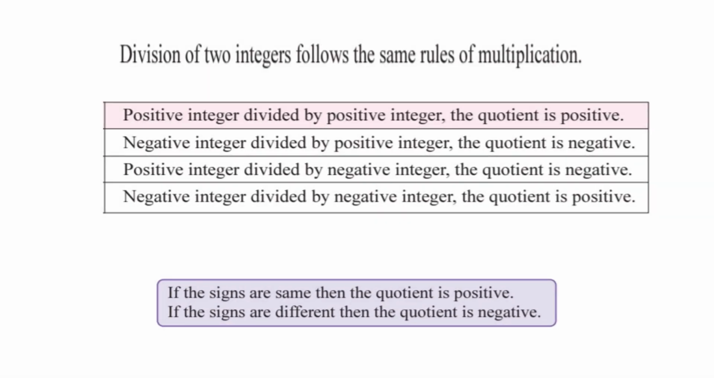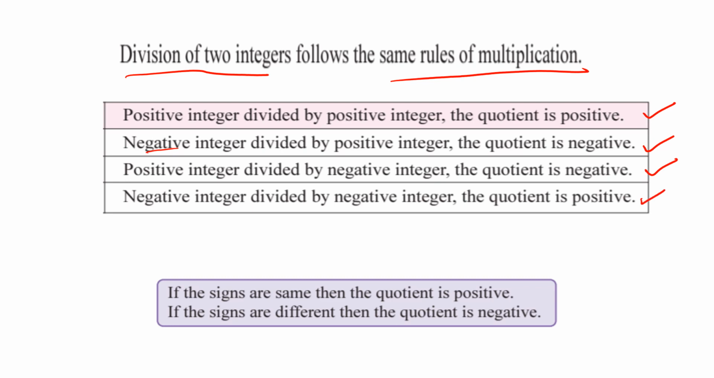Now after multiplication, we will discuss division of integers. So let us see division of integers. Division of two integers follows the same rules as multiplication. Positive integer divided by positive integer, the quotient is positive. Negative integer divided by positive integer, the quotient is negative. Positive integer divided by negative integer, the quotient is negative. Negative integer divided by negative integer, the quotient is positive.